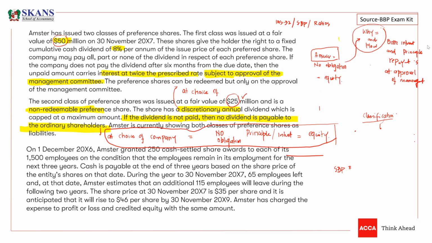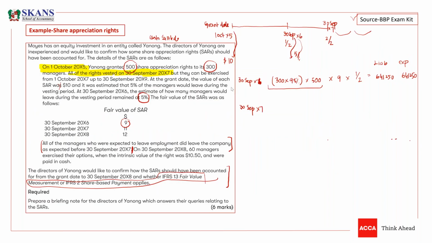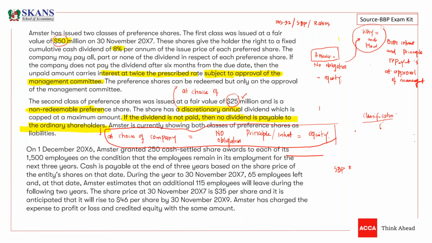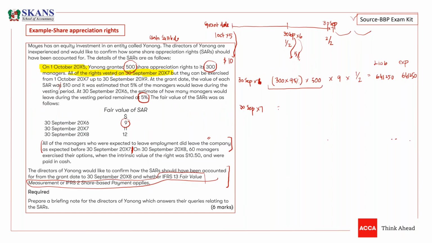So what is the next thing? In 20X7, again they are saying that we were expecting that 5% will leave, and they actually left the company. So it means we need to do the calculations again with 285 employees. Again, 300 into 95%. We need to multiply this with 500. This will give us the share appreciation rights actually vested.